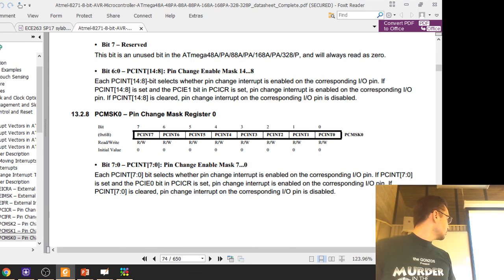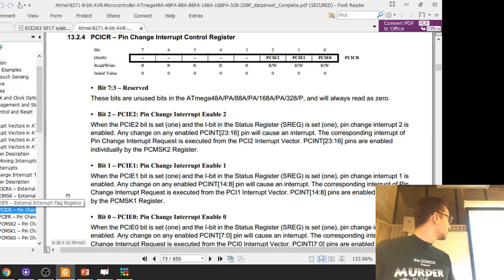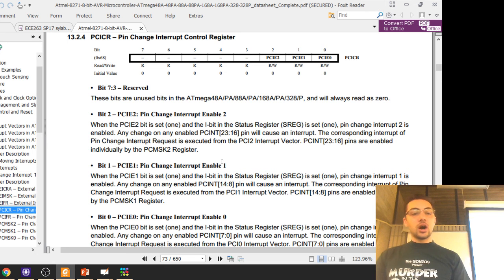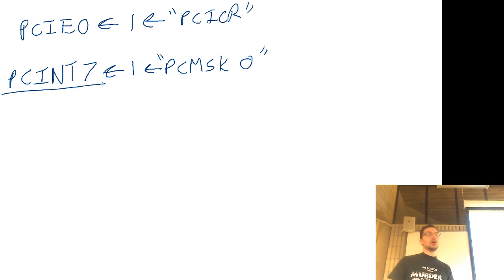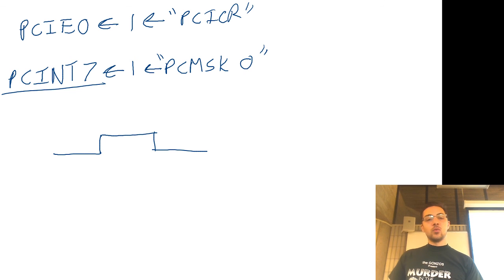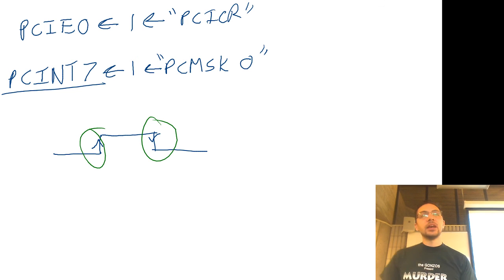Also, where's my mask? In the PCICR, that's where we enable PCIE0. PCICR. At that point, we will have enabled that pin to trigger an interrupt. The only thing about this, though, is that unlike INT0 and INT1, it triggers on rising and falling edge.